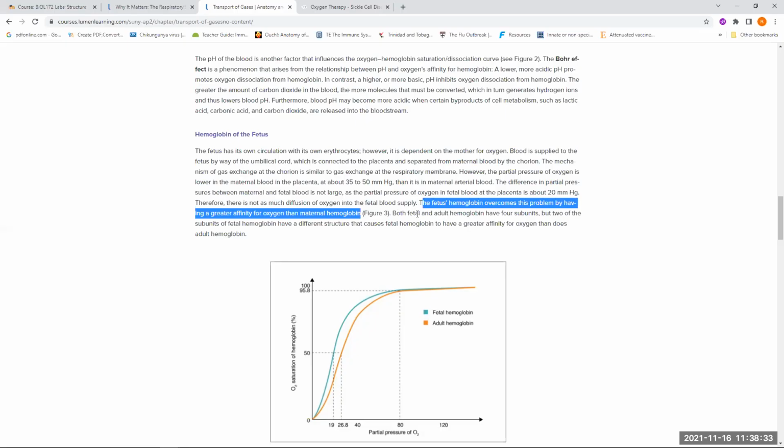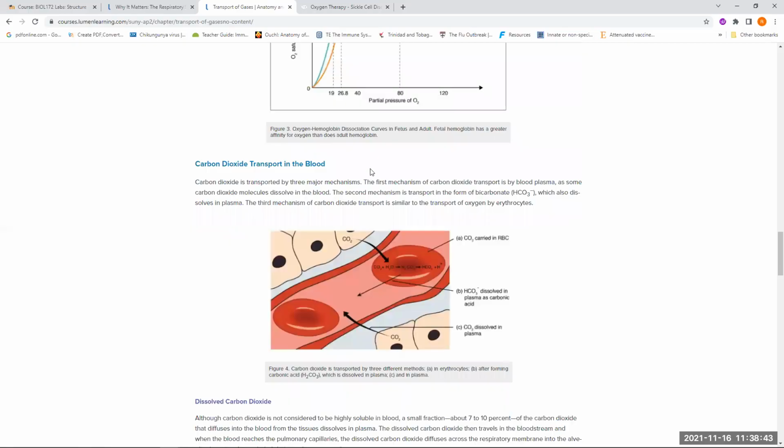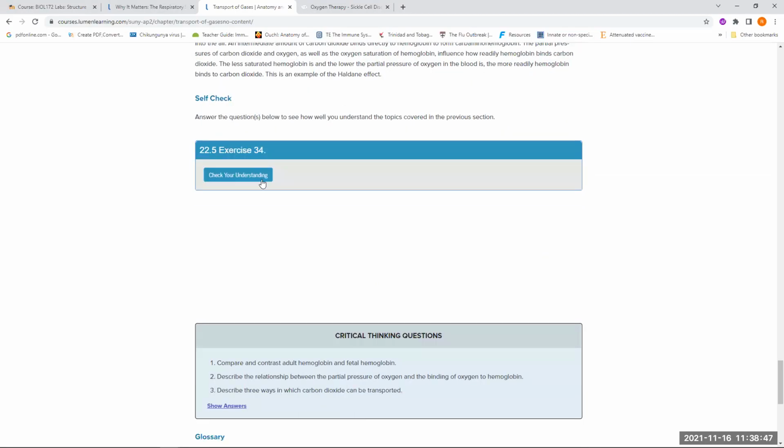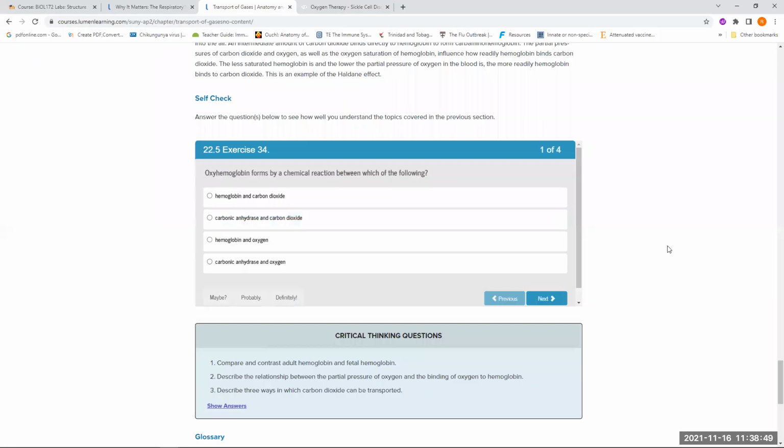Just want to point out, fetal hemoglobin has a greater affinity than maternal. It has this very strong affinity for oxygen. So that's just the one take-home message there. And let's have a look at the questions and see how that would go.